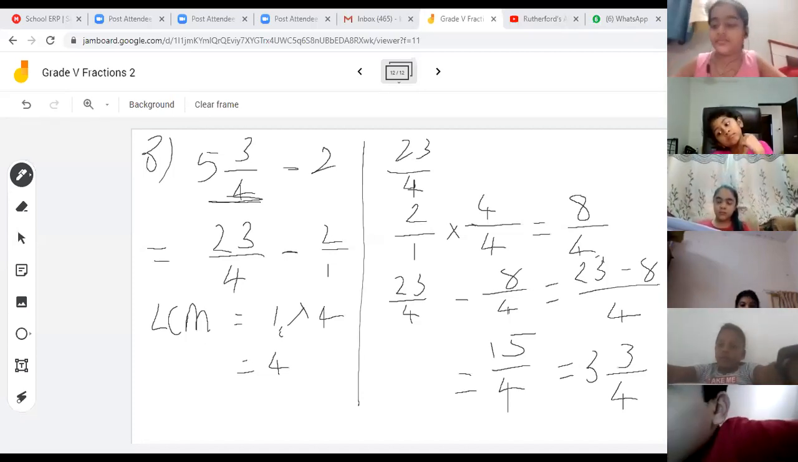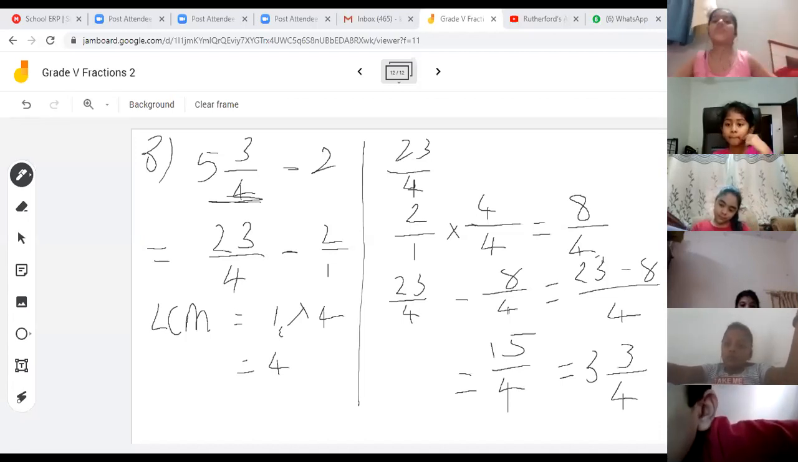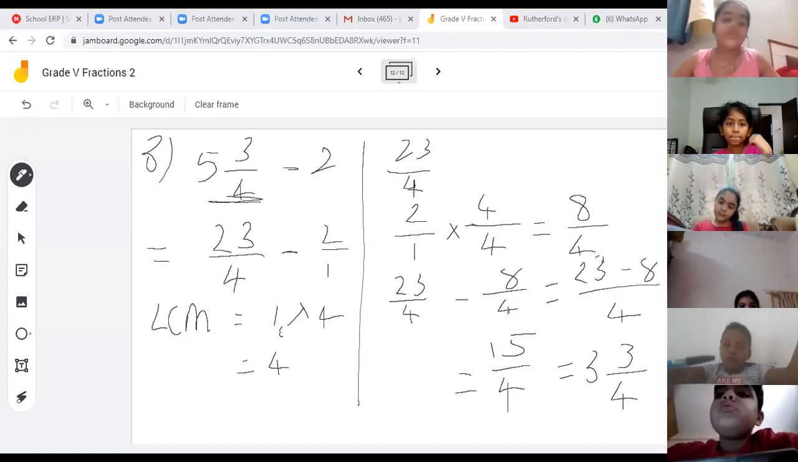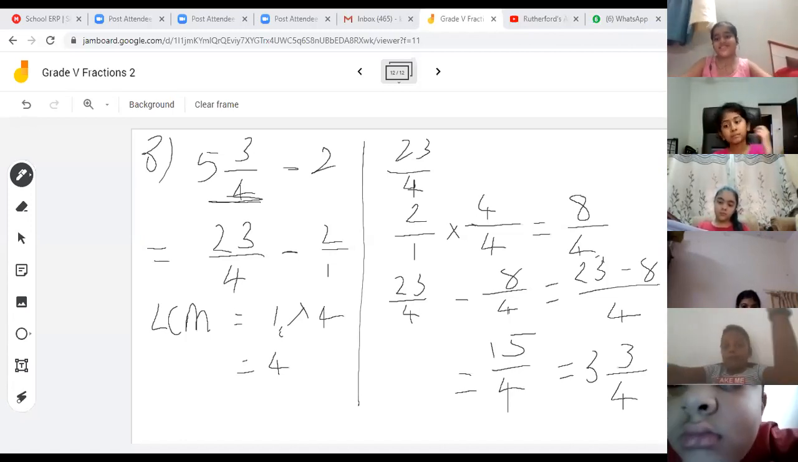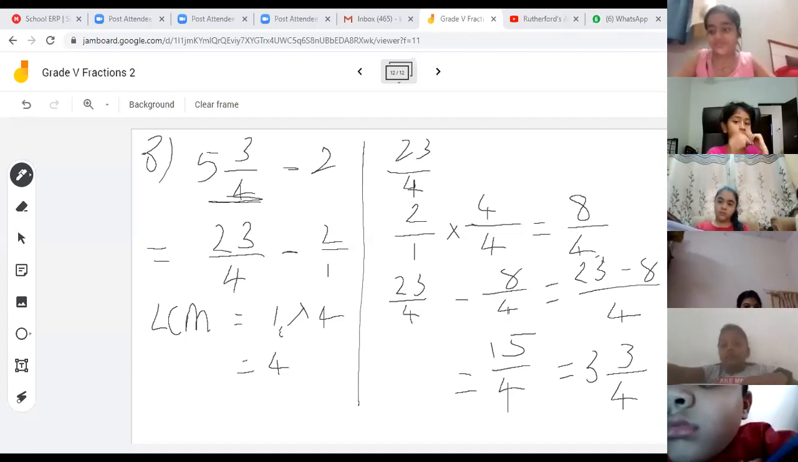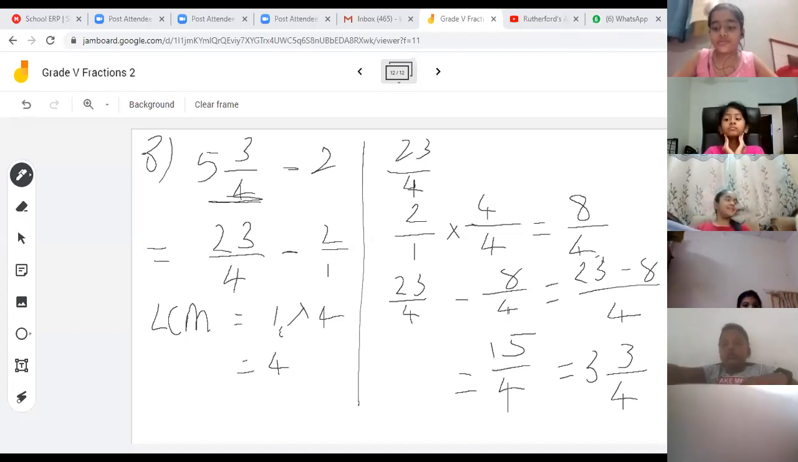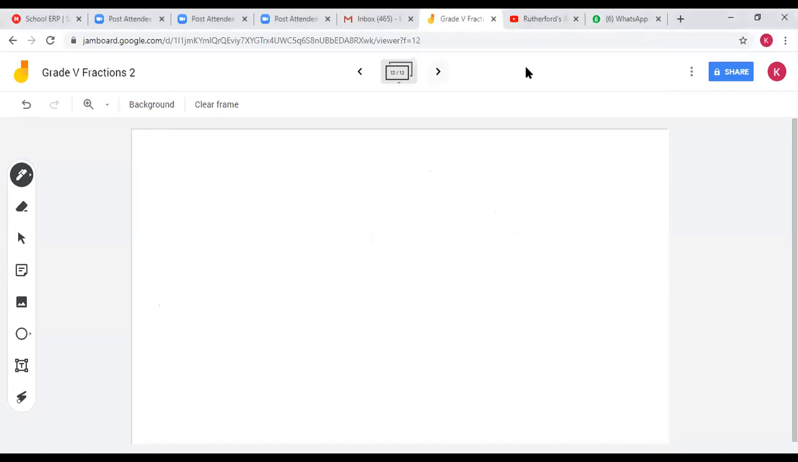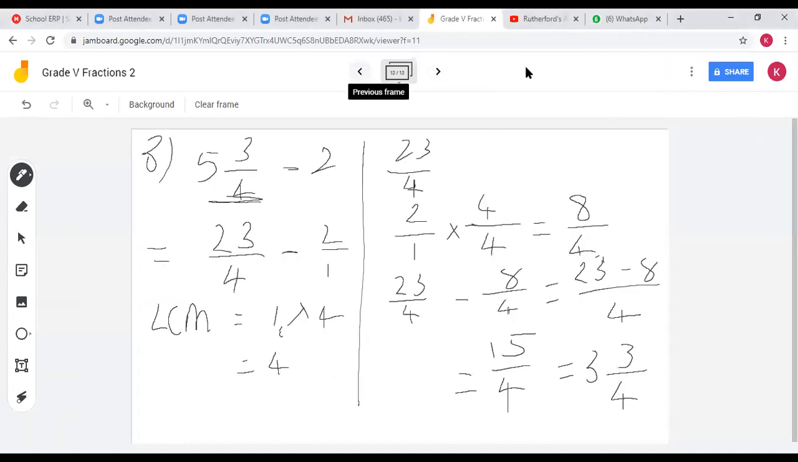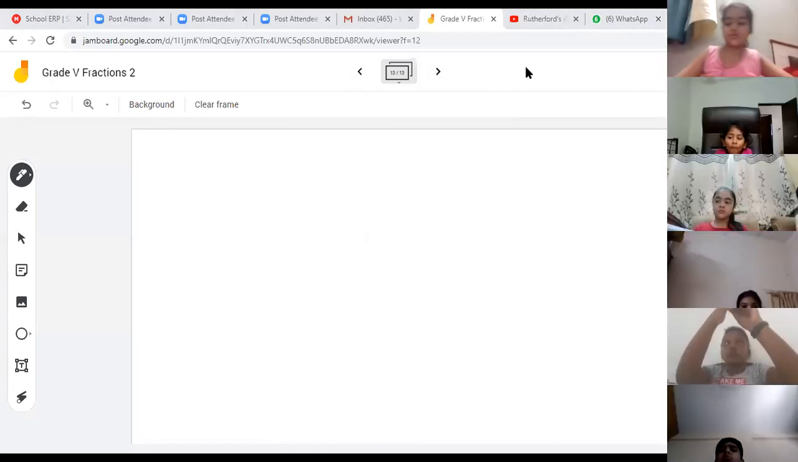Very easy examples. Only thing is you will have to do lots of practice, and I'm making sure of it. Today I'm going to send 3 worksheets that you will have to do. And the workbook that you have, you have to do on your own. So we are going to finish up with addition and subtraction.